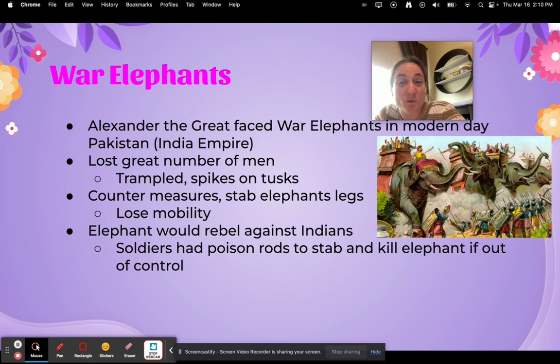Also, if an elephant would rebel against the Indian soldiers themselves instead of attacking what the enemy should be, there were specialized soldiers behind them that had poisoned sticks that would stab them and kill the elephant if they were out of control.